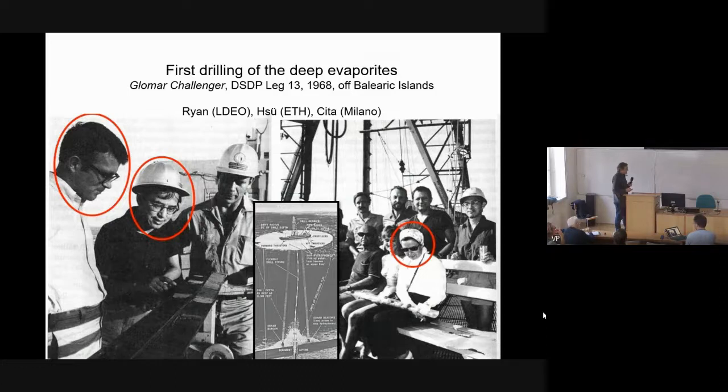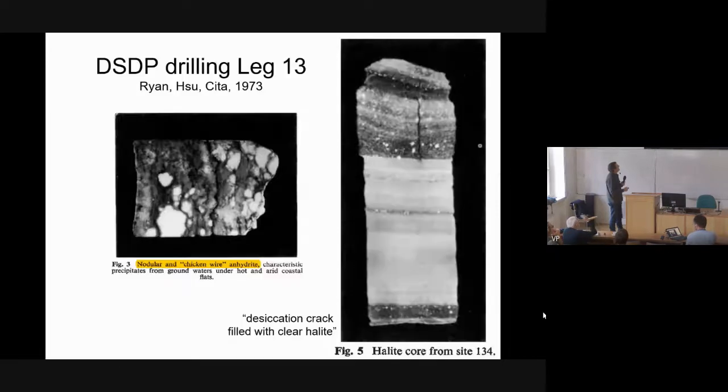Okay, all this was vaguely known in the 60s, and by the late 60s three people, Bill Ryan, Kenneth Hsü, and Maria Bianca Cita, made a proposal to drill for the first time in situ this deep basin halite. They were very recognized for that because they found very exciting things, for instance anhydrite, which is supposed to form normally only at high temperatures exposed in subaerial conditions.